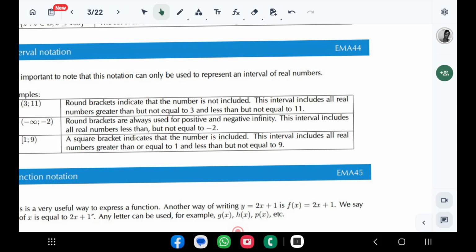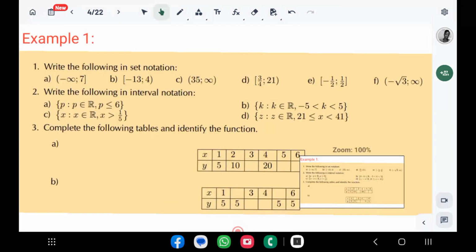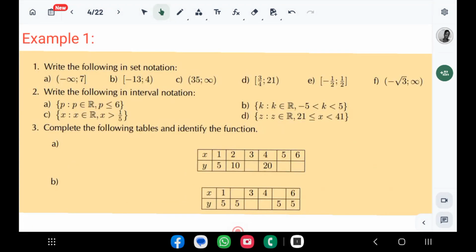Now let's go to the next page. Now let's look at an example. Example 1 says, number 1, write the following in set notation. So you've got your numbers in interval notation and they want you to convert them to set notation. On the second one, you've got them in set notation. They want you to convert back to interval notation.